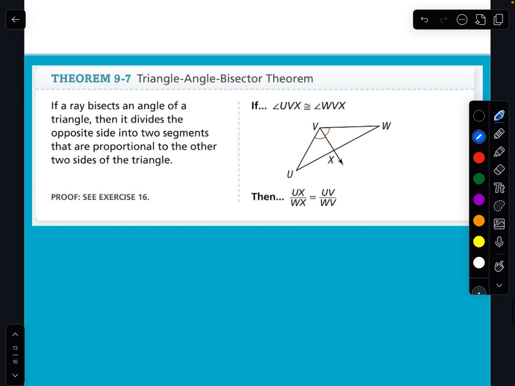All right, our last theorem here. If a ray bisects an angle of a triangle, then it divides the opposite side into two segments that are proportional to the other two sides of a triangle. So here, UX divided by WX. Let's color code these a little bit different. UX divided by WX equals UV divided by WV. So those are the proportions that are created there.